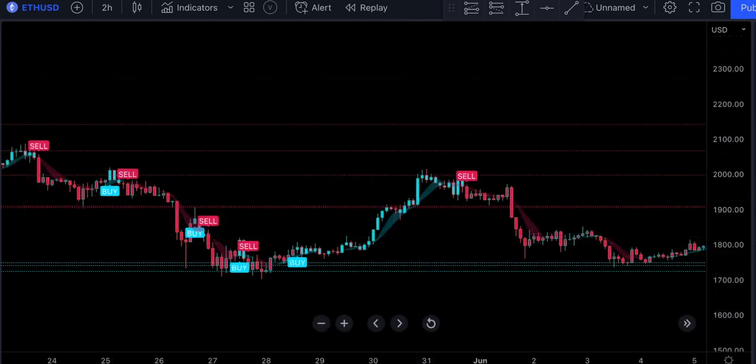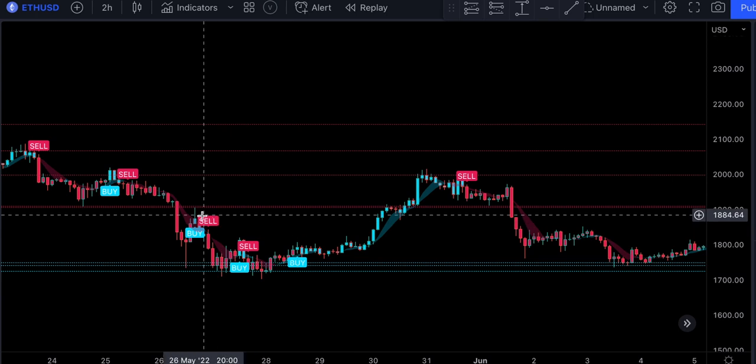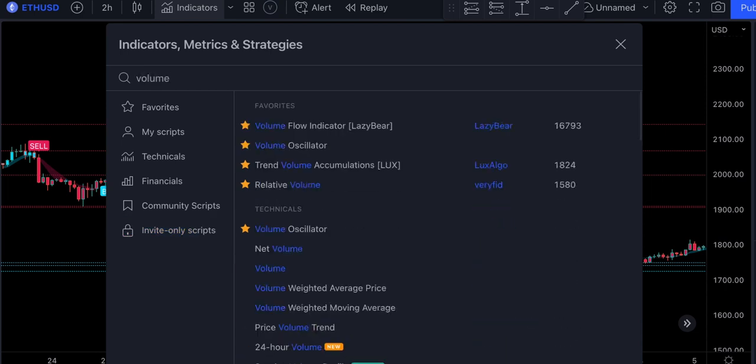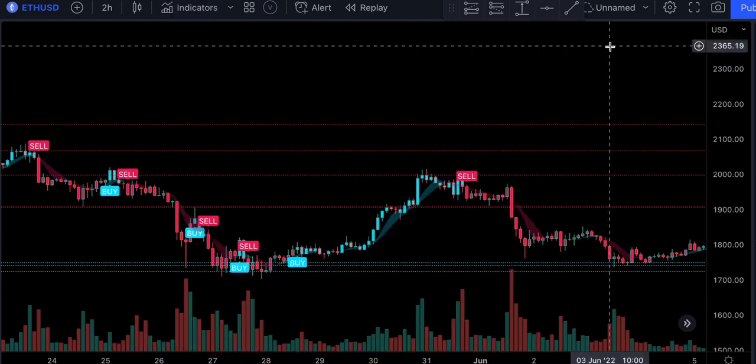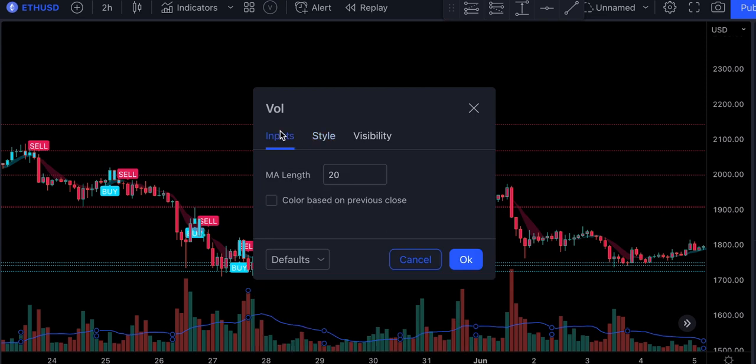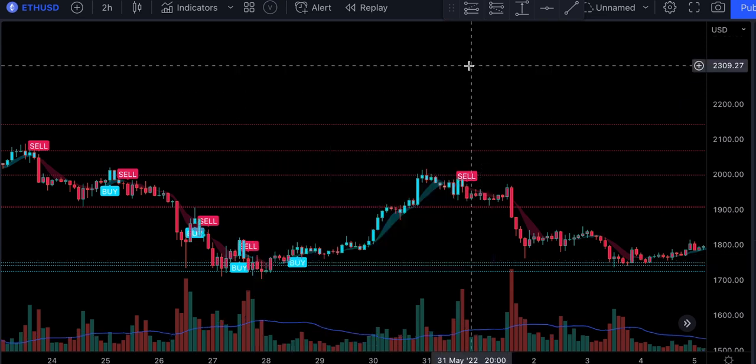As far as I can see, this algorithm provides really accurate buy and sell signals. However, I do believe we need to add another tool to our chart to identify the best entries possible. So let's search for a regular volume and pick this indicator right here. Okay, now we need to add a moving average to it. Also change the MA length from 20 to 30. Okay, now the strategy is complete, let's get into the trading rules.